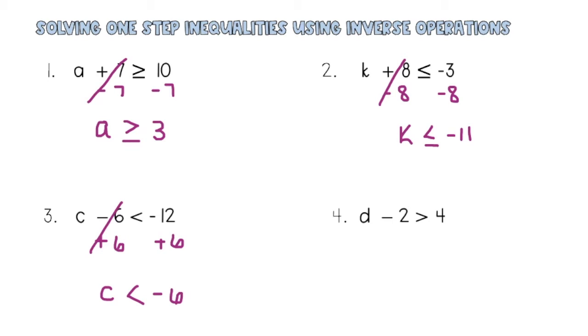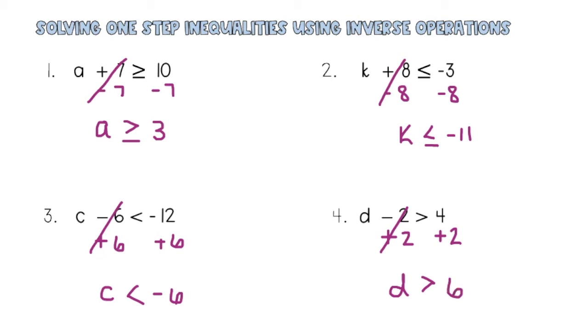And number 4, d minus 2 is greater than 4. I'm going to add by 2 on both sides of my inequality. A negative 2 and a positive 2 cancel each other out and make 0, so I'm left with d. I keep my symbol the same, so it's greater than. And 4 plus 2 is equal to 6.